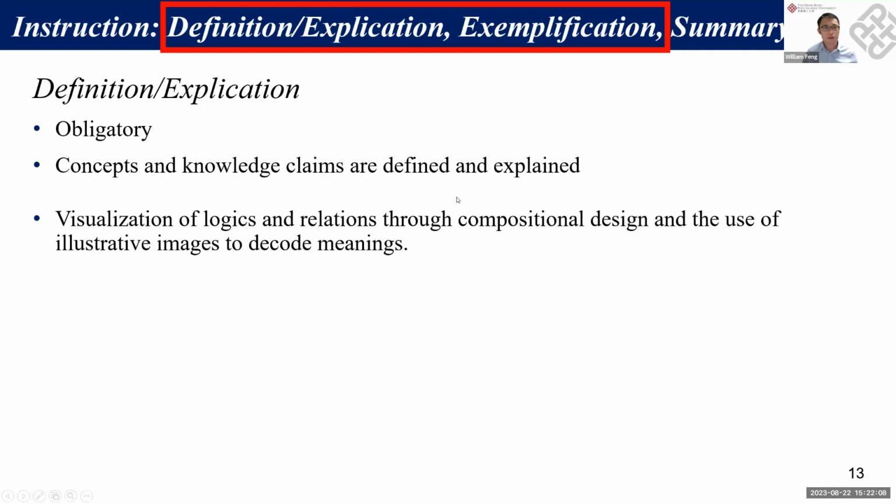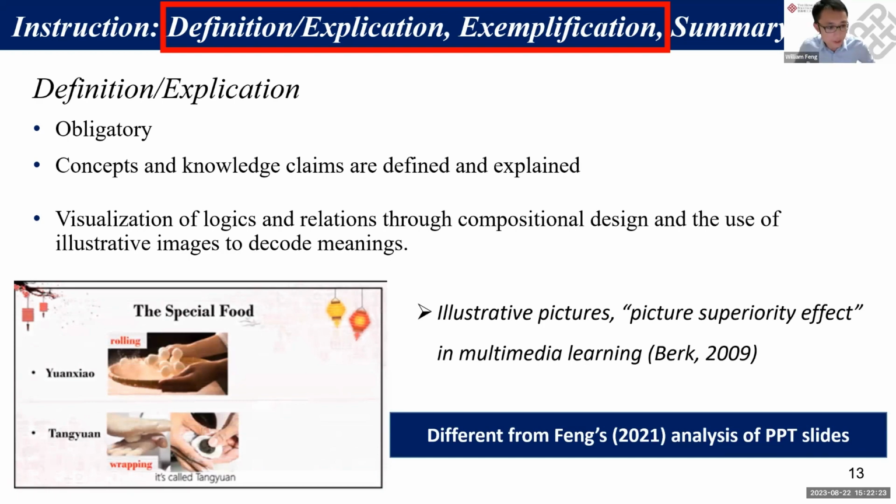So in these micro lectures, the logic, the relations are usually visualized through compositional design and the use of illustrative images to decode meanings. So, for example, in this lecture on Chinese food, this is about the difference between two kinds of Chinese food, yuanxiao and tangyuan. Okay, and we can say how the difference is illustrated through a visually organized kind of discourse, right? Visual and verbal, centering on the visual.